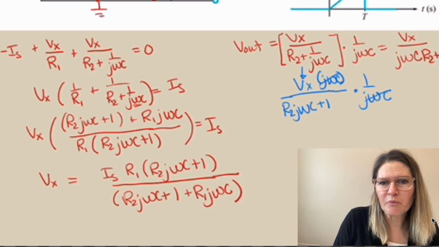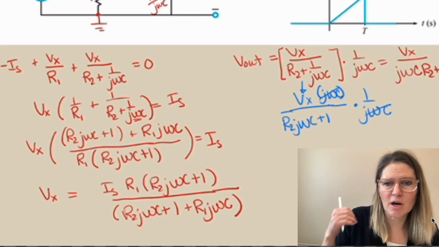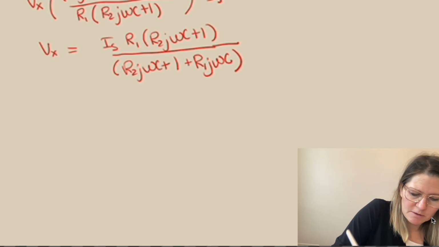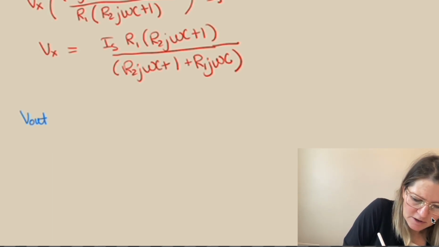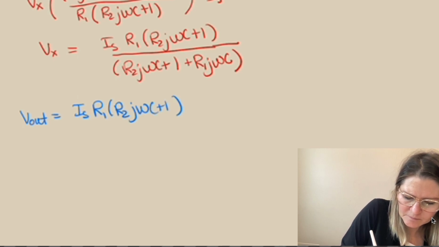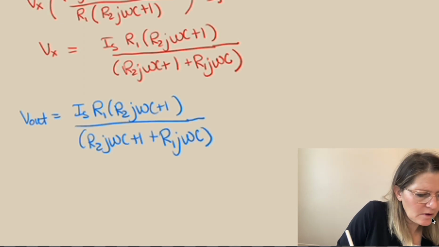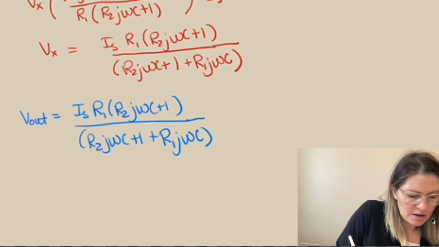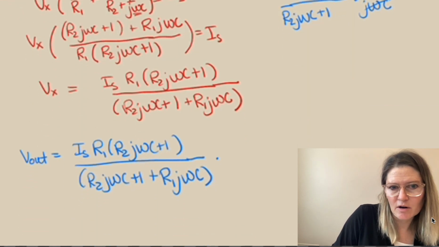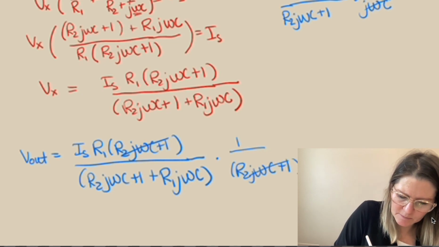Sorry about that. Okay, so to get the common denominator on the bottom, it's R2 j omega C plus 1, and then the j omega C goes to the top, and then that will cancel with the one you're multiplying by with the 1 over j omega C. All right, so from here we have V out then is equal to Vx, and then we divide the Vx by j omega C R2 plus 1. And so these end up canceling.